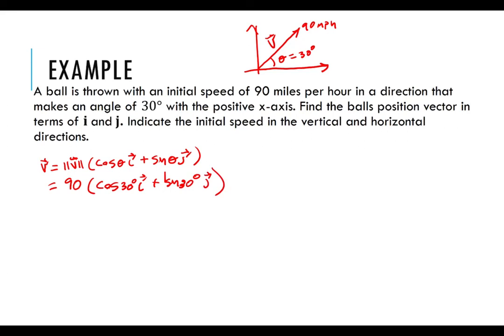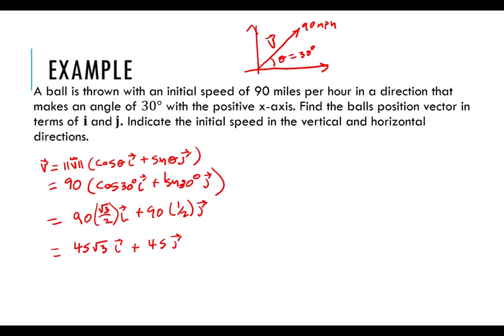Well, then we can just distribute the 90 and we could calculate this. Our vector is then going to be 90, well, cosine of 30 degrees is root 3 over 2 i hat plus 90 times sine of 30 degrees, which is a half, j hat. And so then we get our vector as 45 root 3 i hat plus 45 j hat.